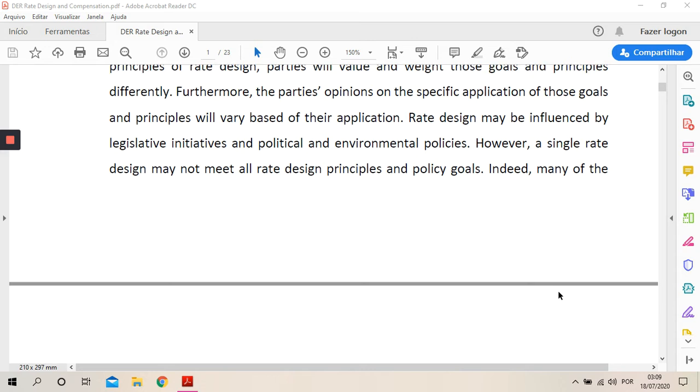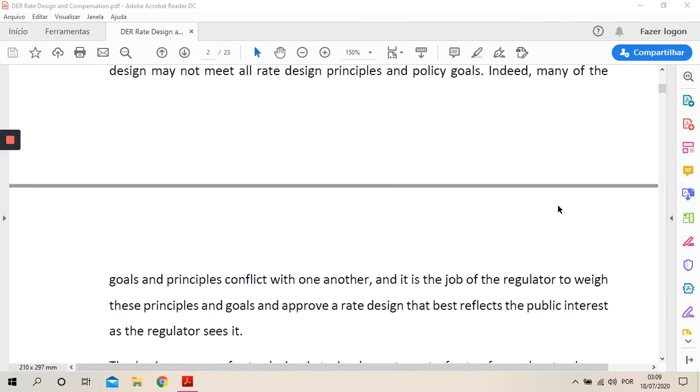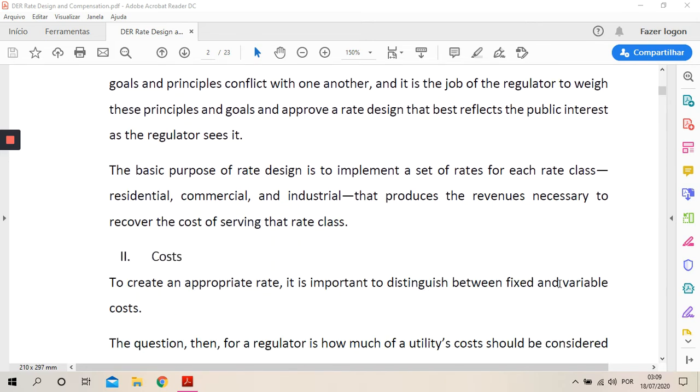Rate design may be influenced by legislative initiatives and political and environmental policies. However, a single rate design may not meet all rate design principles and policy goals. Indeed, many of the goals and the principles conflict with one another, and it's the job of the regulator to weigh these principles and goals and approve a rate design that best reflects the public interest as the regulator sees it.